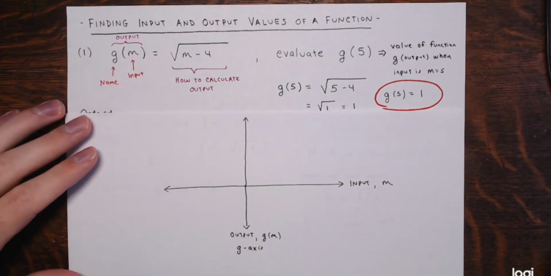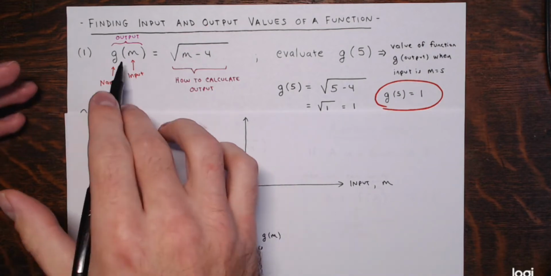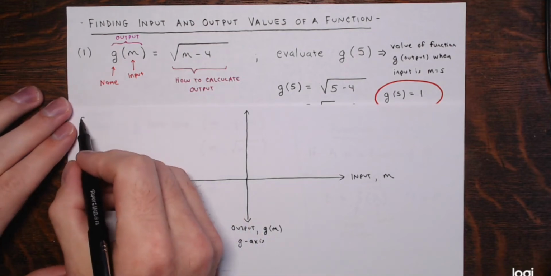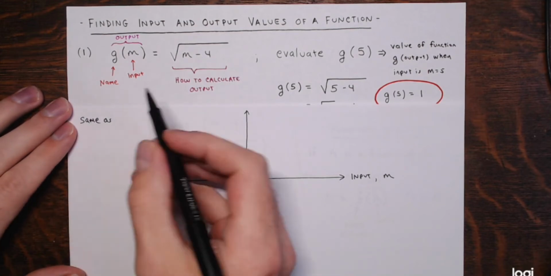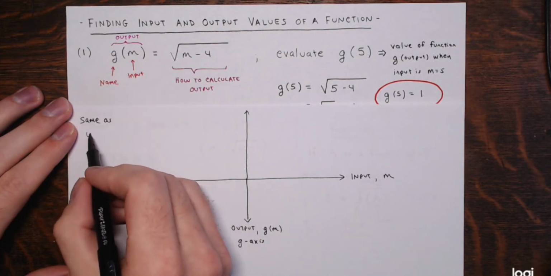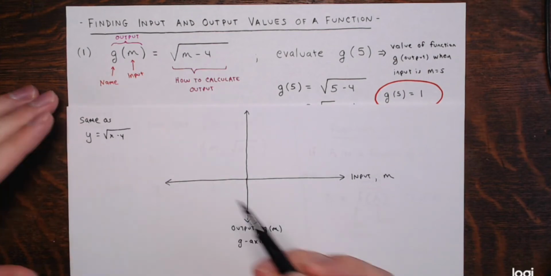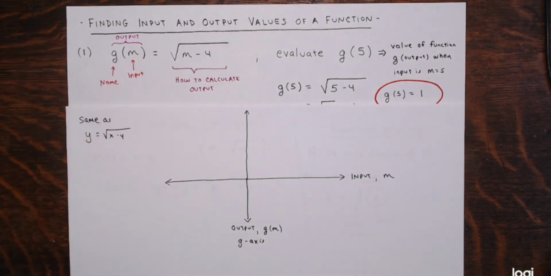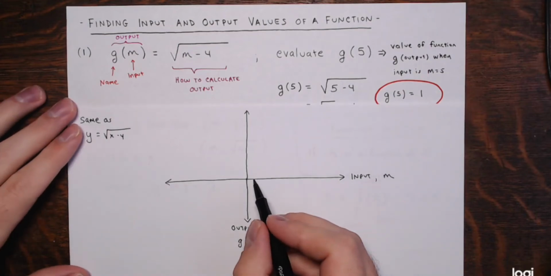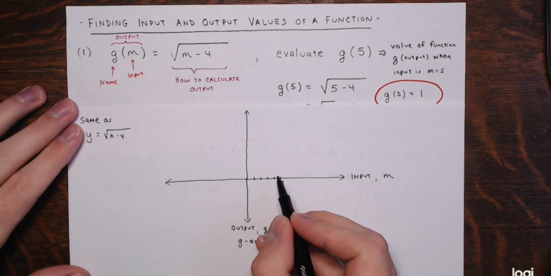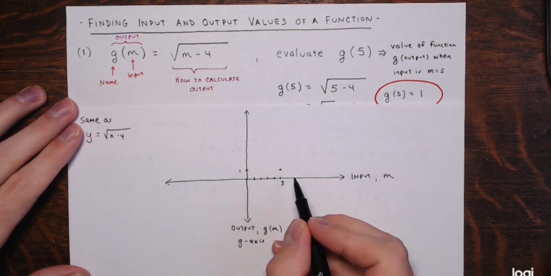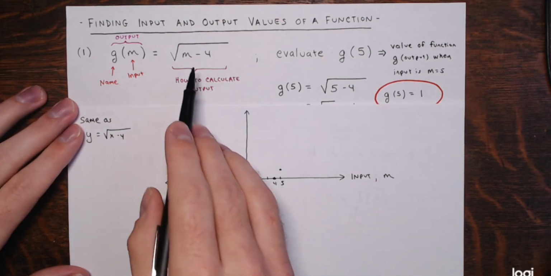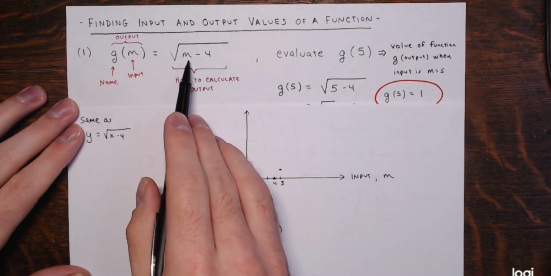Same thing. And again, if you want to replace m with x and g of m with y, you can. I know this might be confusing with all the letters, but this is the same as y equals the square root of x minus 4. Just replace m with x and g of m with y, and you get the same equation. It really is the same graph. So we said input 5, output 1. There's a point. Hopefully you see that if I plug in 4, I get 0. If I plugged in 8, I'd get 2.